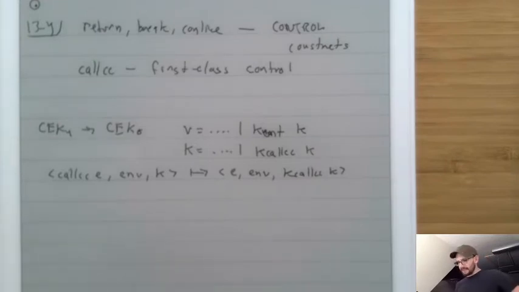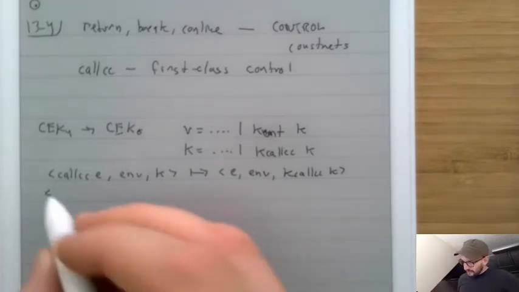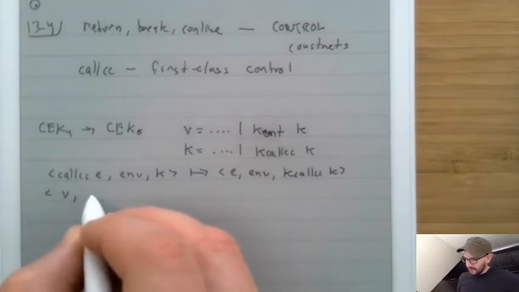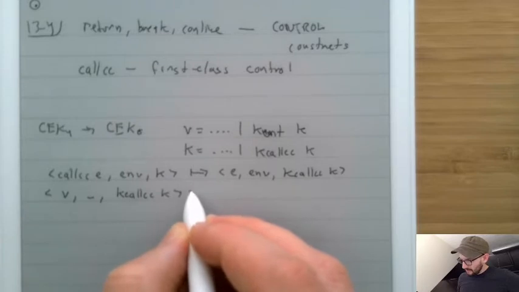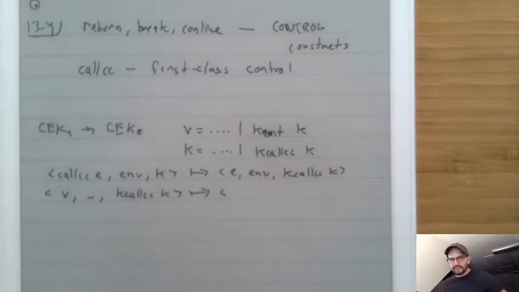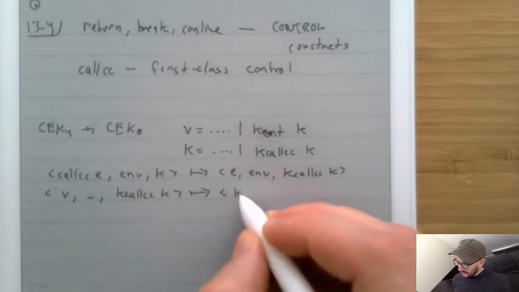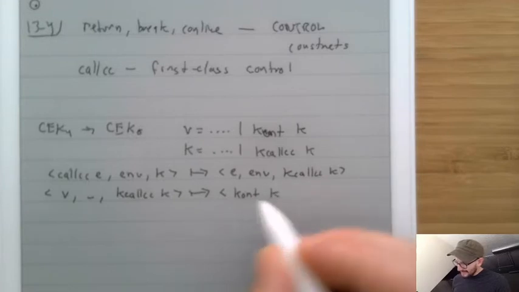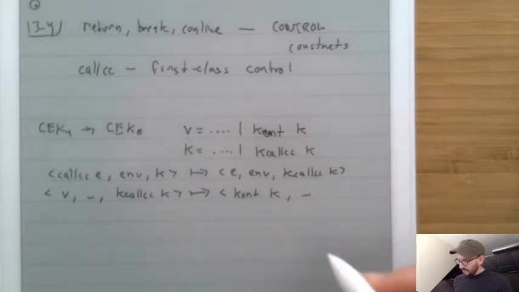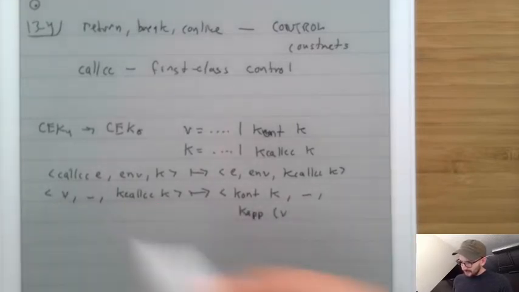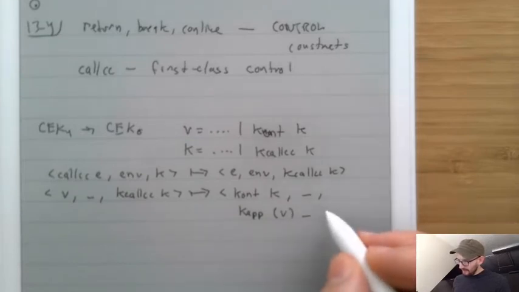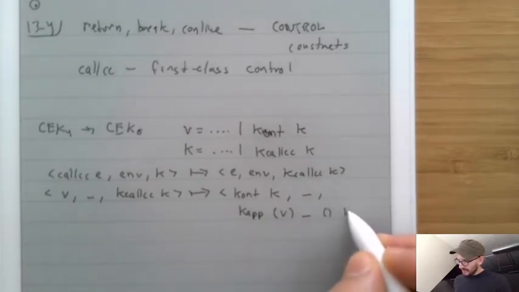All right, next, when we have reduced that to a value, so we have some value, an environment we don't care about, and a K call CC, what we're going to do there is generate a function call. We're going to generate a function call where we have the continuation object that has that continuation K with no environment, and a K app where we apply this V right here with an environment we don't care about, no other arguments, and K.